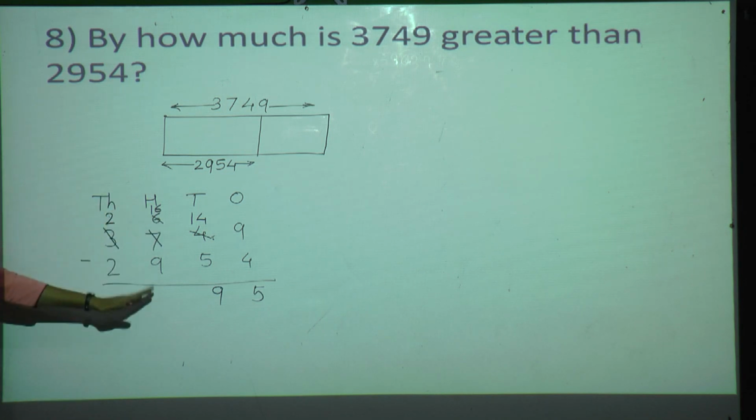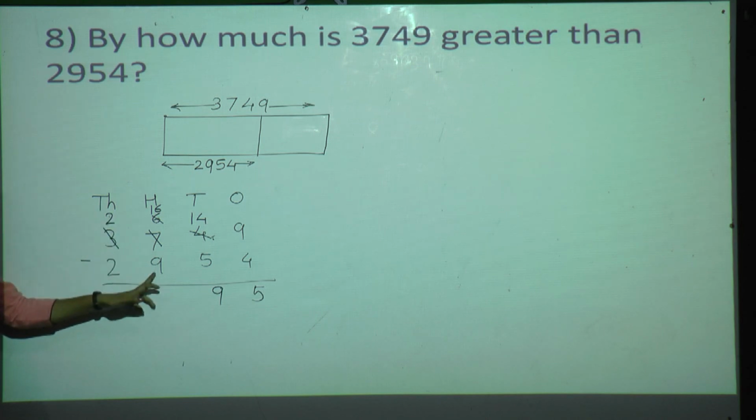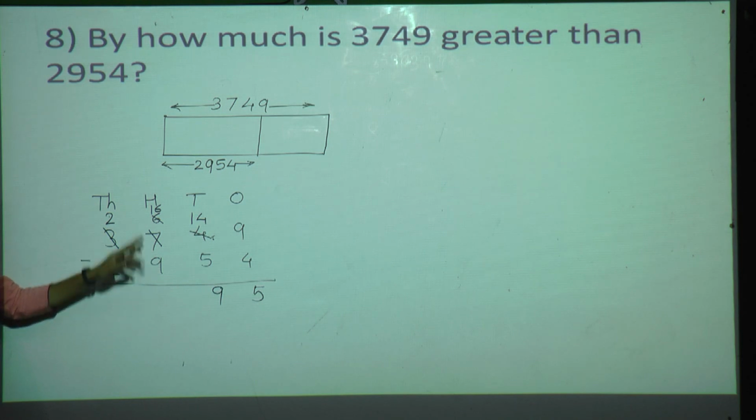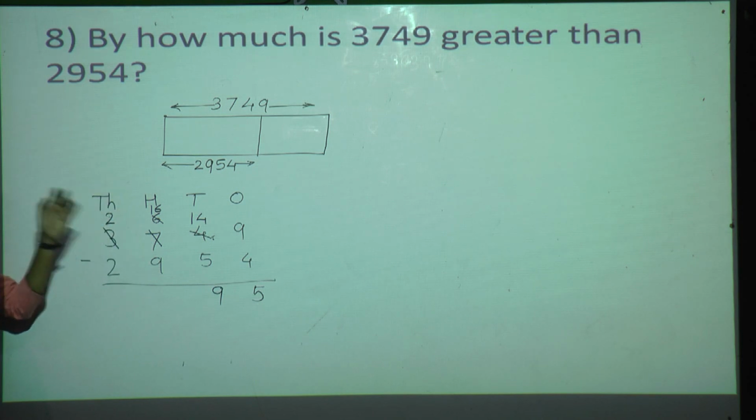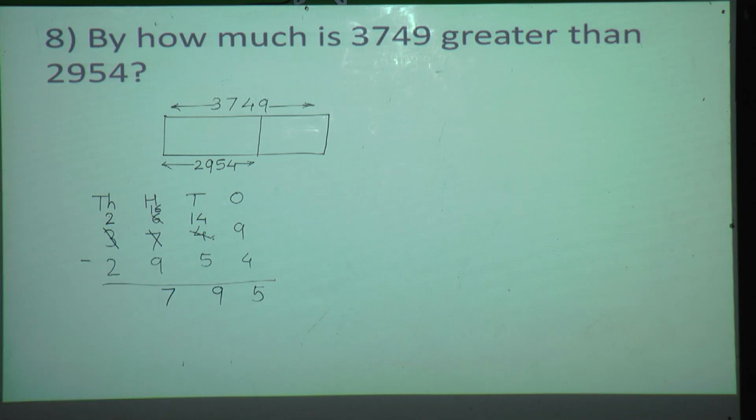See the hundreds place now. Here 16 is there, here 9 is there. 16 minus 9 you can do now. After 9 count your fingers till 16. Yes, 16 minus 9 is equal to 7. So write 7 at the hundreds place. See the thousands place. Here 2 is there, here also 2 is there. 2 minus 2, what will remain? 0 will remain.